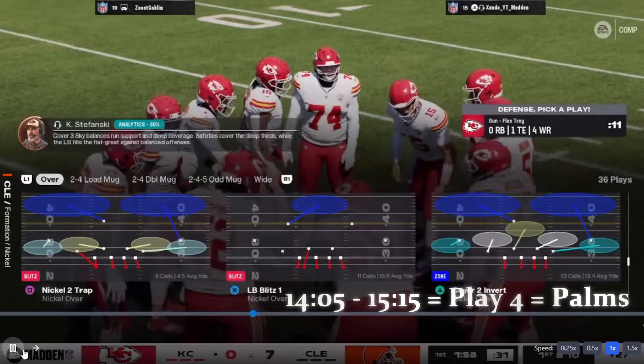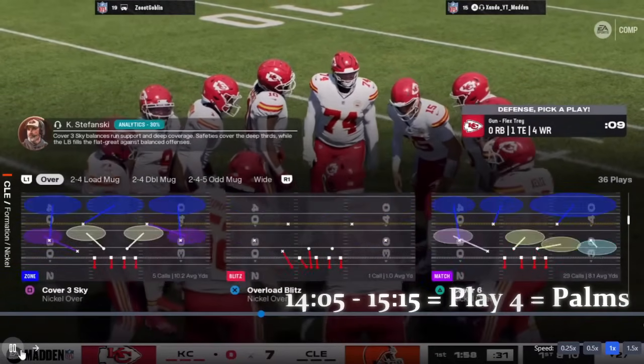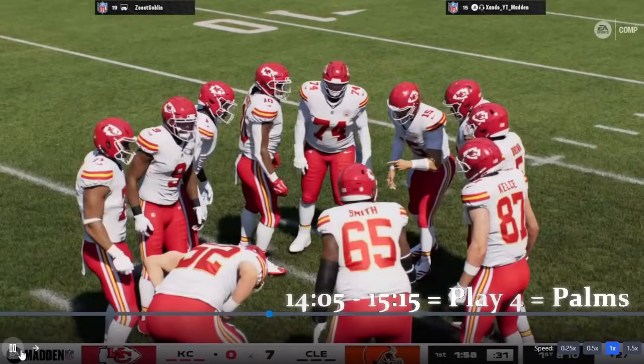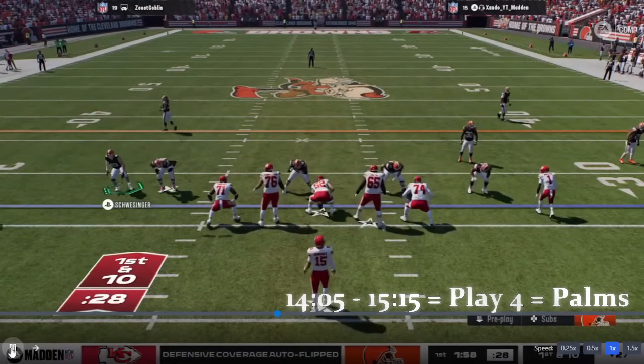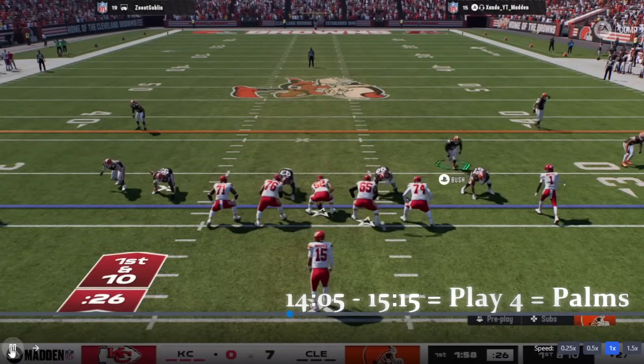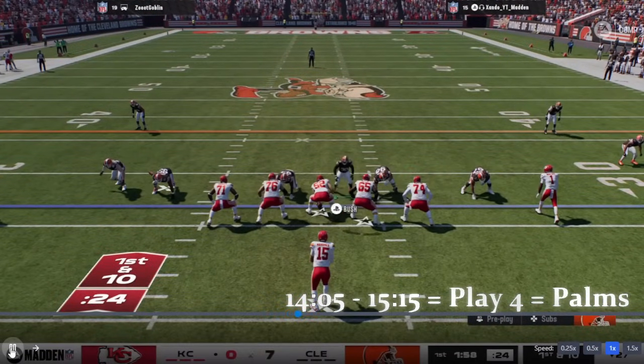All right, another game. I notice Gunflex Trey. And again, I go to Palms. I'm going to probably do the same stuff, right? Yep. Quarter flat in. Move this guy in, 3-rec.